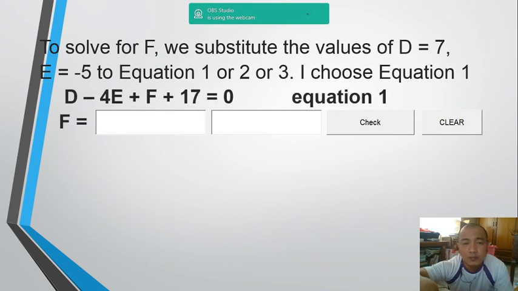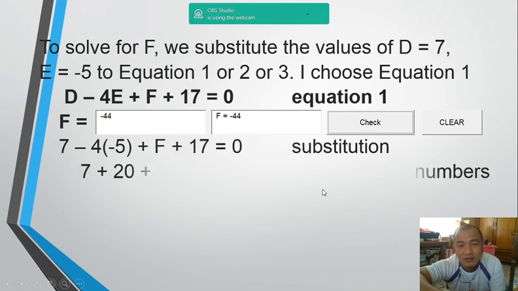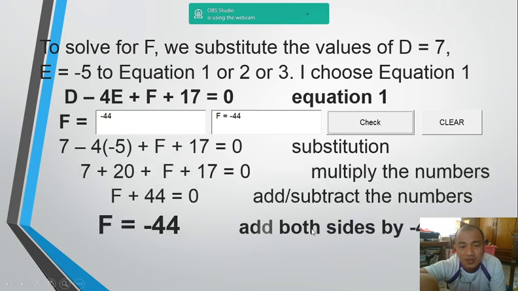Then next, solve for f. We substitute the values d equals 7, e equals negative 5 to equation 1 or 2 or 3. I choose equation 1, but you can also choose equation 2 or 3. It depends on you. So, let's try. 7 minus 4 times negative 5, that means 7 plus 20, 27. 27 plus 17, 44. Is it negative 44? Let's check. Correct. Negative 44 is the value of f. f equals negative 44.